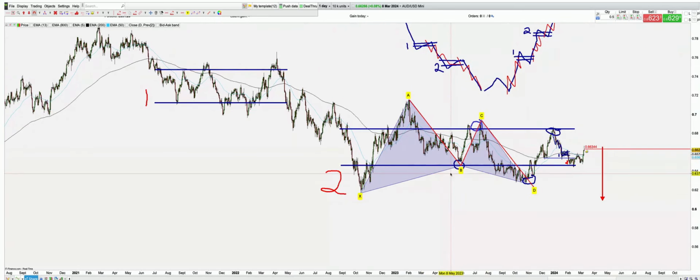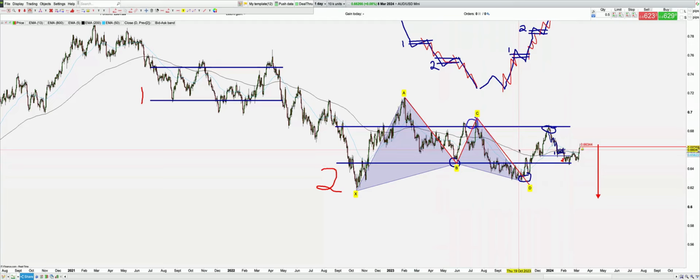Lower lows, lower highs, lower lows, lower highs, lower lows, yet to be lower highs. What we are seeing here is the start of a trend within consolidation. So that's really important to understand.